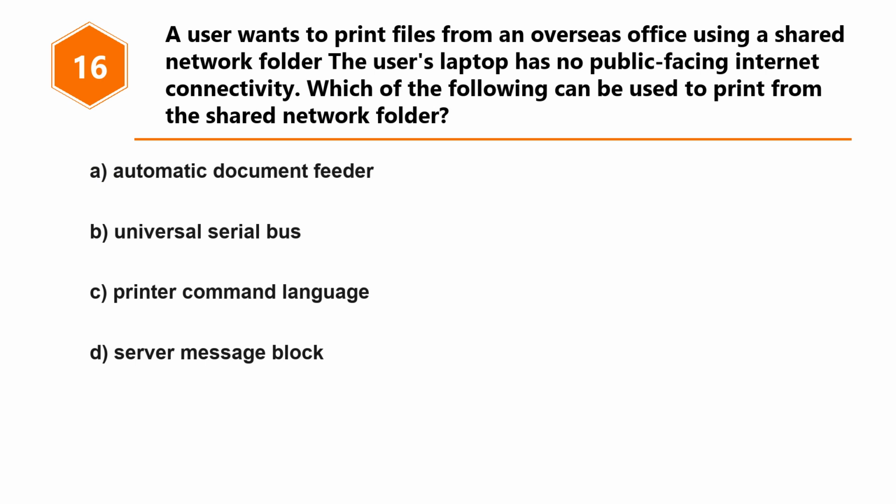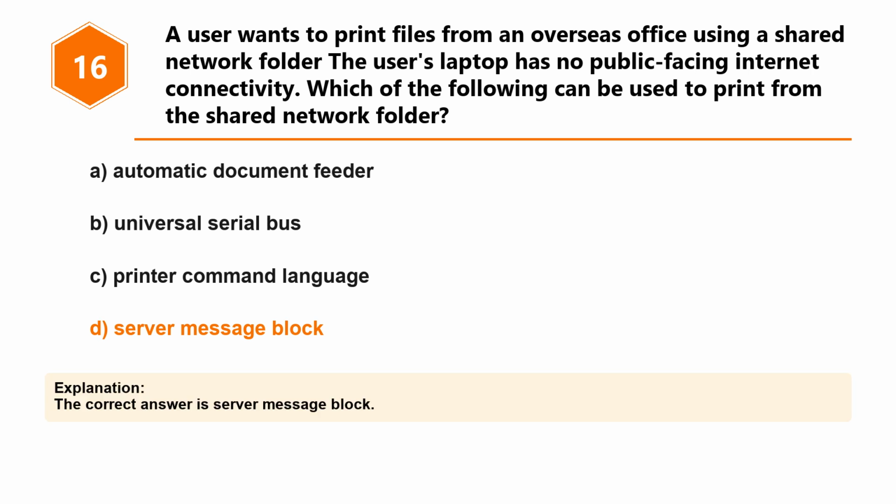Question 16. A user wants to print files from an overseas office using a shared network folder. The user's laptop has no public-facing internet connectivity. Which of the following can be used to print from the shared network folder? Option A, automatic document feeder. Option B, universal serial bus. Option C, printer command language. Option D, server message block. The correct answer is option D, server message block.